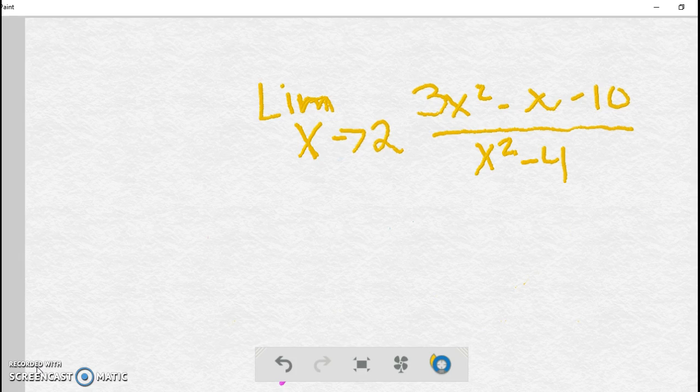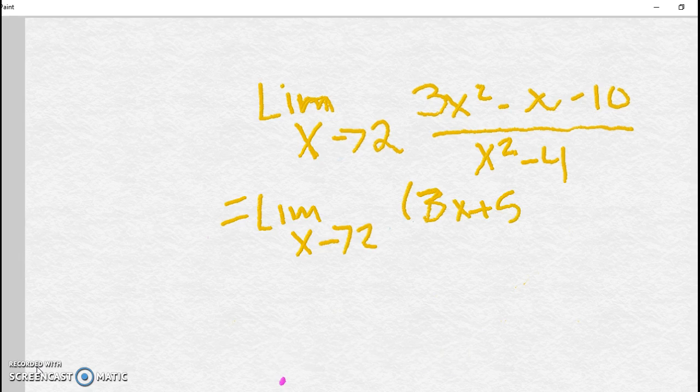Clearly, if you plug in a 2 in the denominator, that's going to equal 0. We can't have that. Therefore, we have to factor the top and the bottom to get rid of the hole. So we have limit as x approaches 2. Always write that portion down because that's always part of the problem.